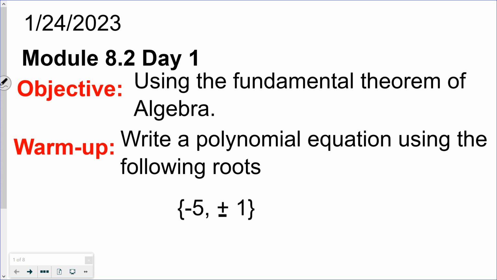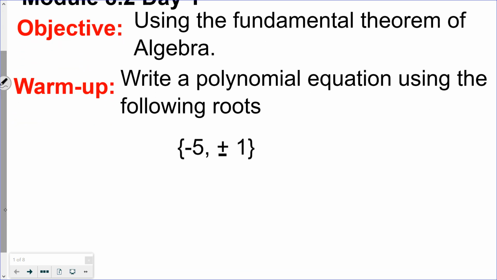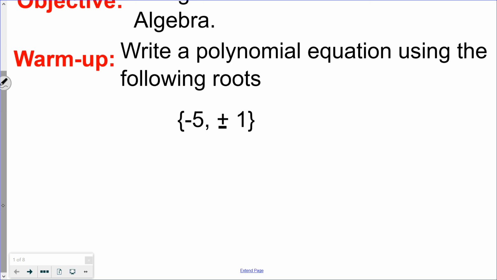Started recording. Today we're starting on module 8.2. This is a warm-up. Has anyone actually done the warm-up yet? No? Well, I'm going to do it anyway.